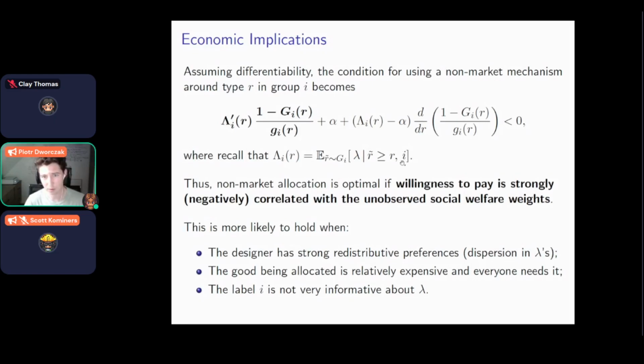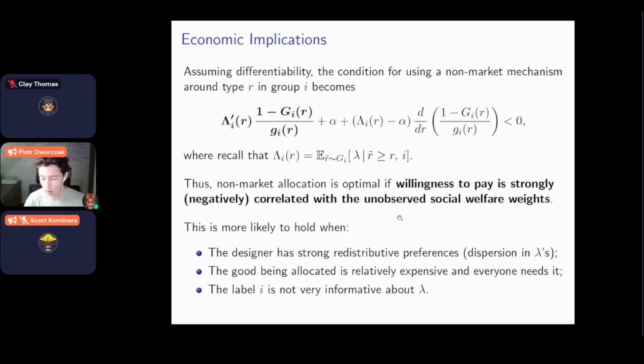If the label is going to be very informative, if the label is going to tell me all I need to know about the welfare weights, the residual correlation with R is going to become very weak. Right? If, for example, I can observe people's exact incomes, if this is what the label tells me, I no longer have to use this imperfect proxy of willingness to pay to infer who's rich and who's poor. And as a result, this function is going to be more or less constant in R. And this inequality is not going to hold. I'm going to use the standard market mechanism to allocate efficiently.